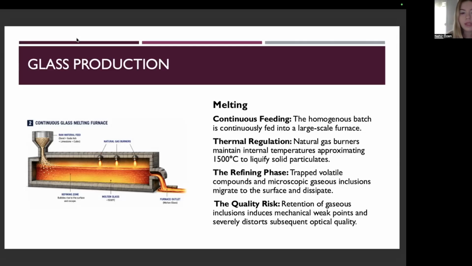For thermal regulation, natural gas burners maintain an internal temperature approximating 1500 degrees Celsius to liquefy key solid particulate. During the refining phase, trapped volatile components and microscopic gases migrate to the surface and dissipate. This avoids a major quality risk, as remaining gases create mechanical weak points and severely distort optical quality.